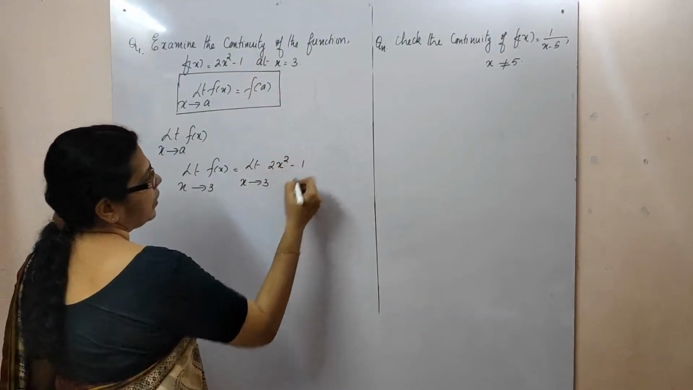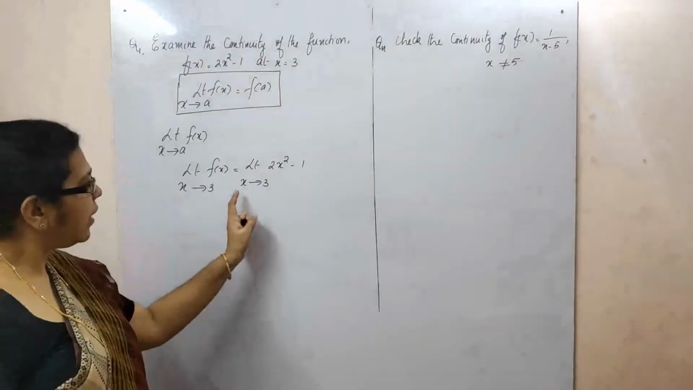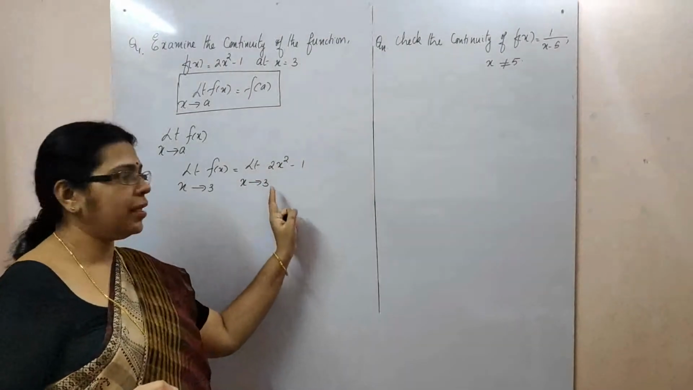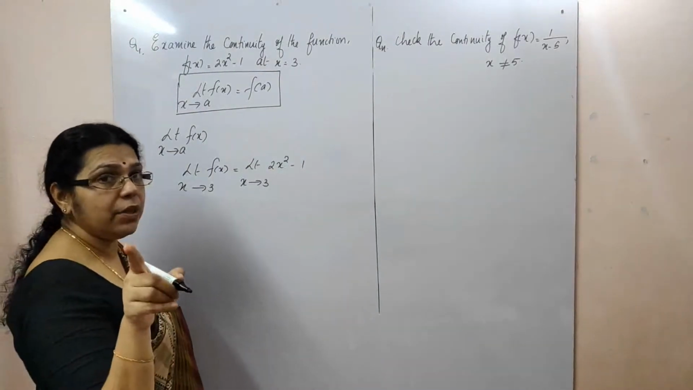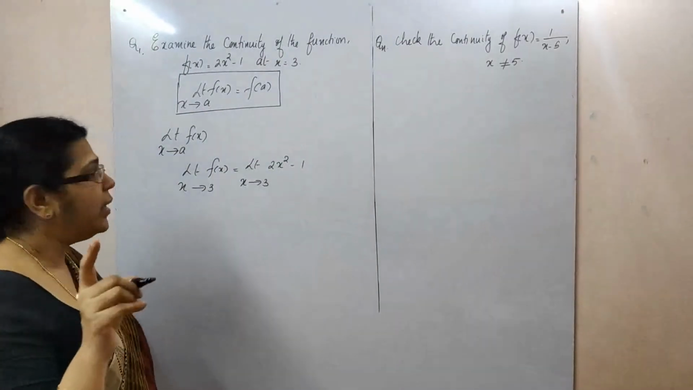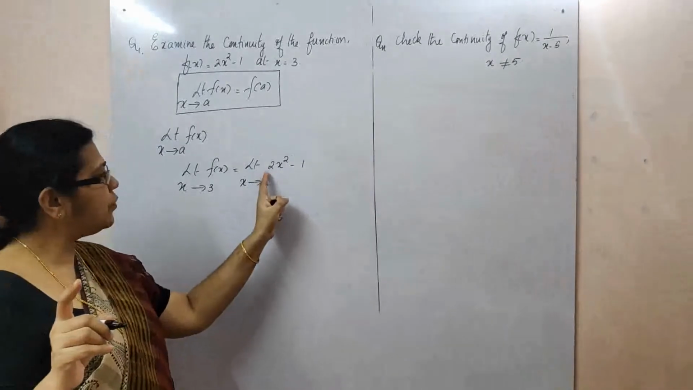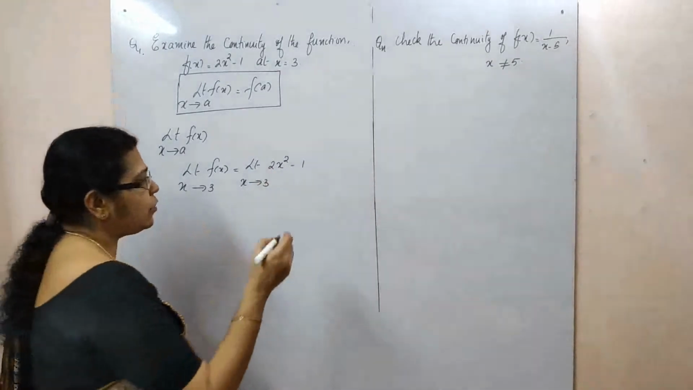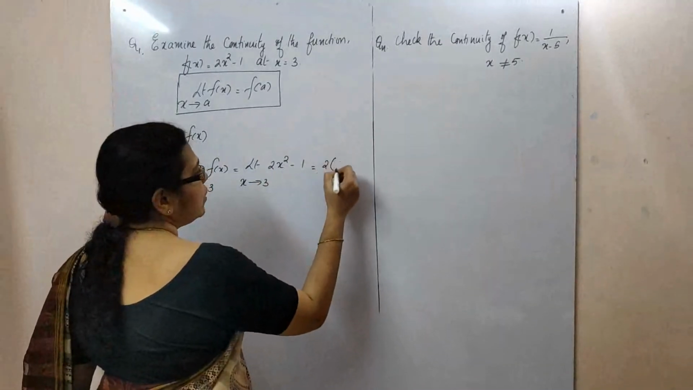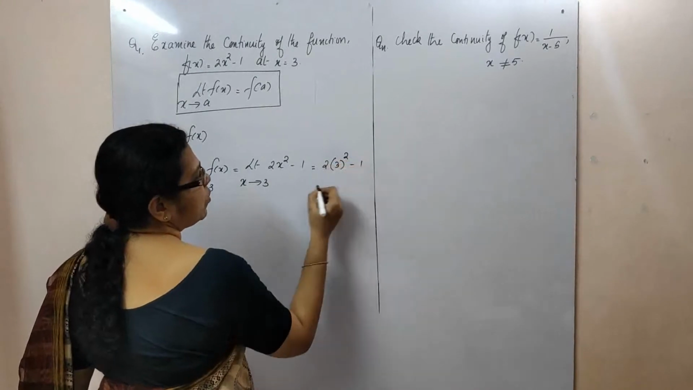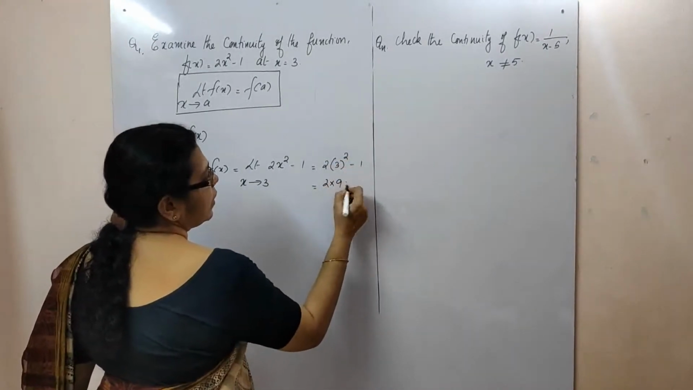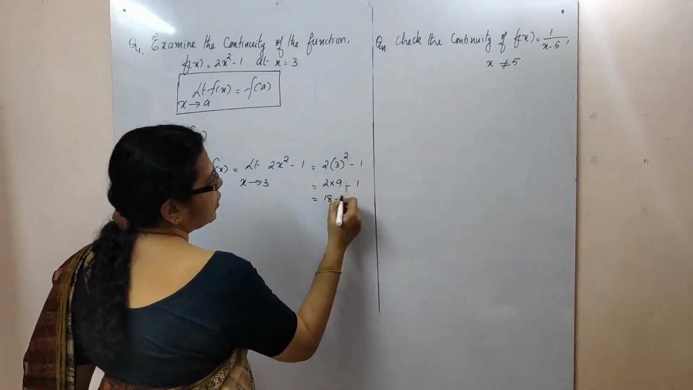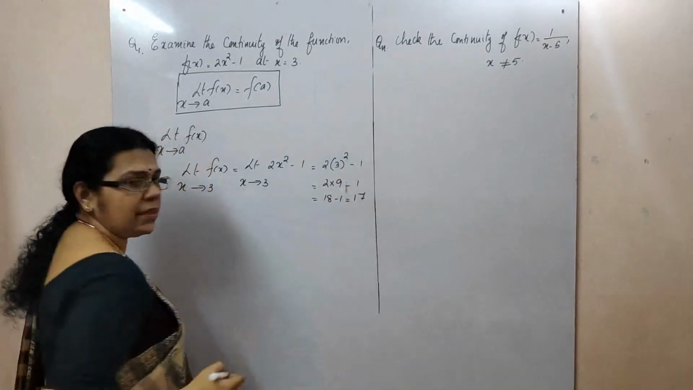2x square minus 1. As the value of x tends to 3, what is the value of the function tending to? It is not equal to, children, as I always say, it is tending to. To which value does this function tend to? That is 2 into 3 square minus 1. That is 2 into 9 minus 1, which is 18 minus 1, which is 17.